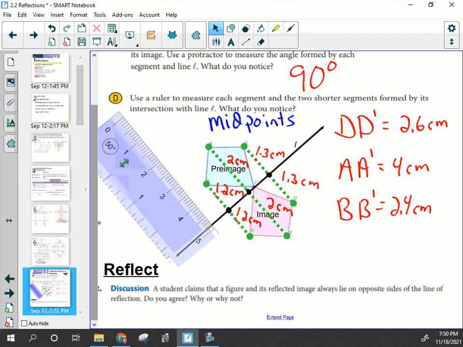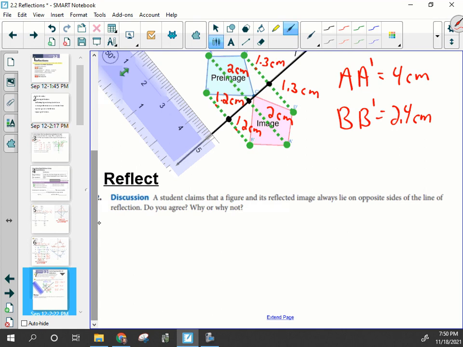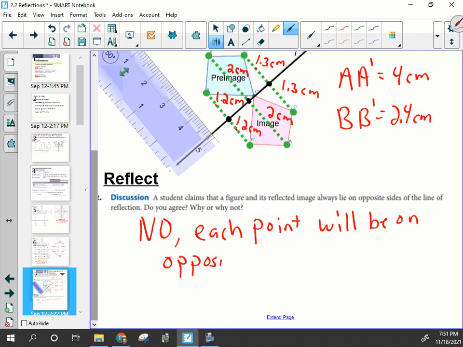The reflection question says a student claims that a figure and its reflected image will always lie on opposite sides of the line of reflection. Do you agree? Why or why not? No. Each point will be on the opposite side, but it is possible, okay? However, not every point will be on the same side of the line to start with.